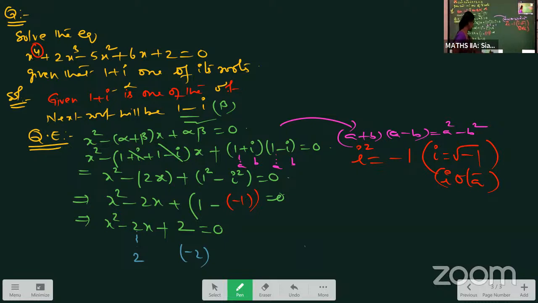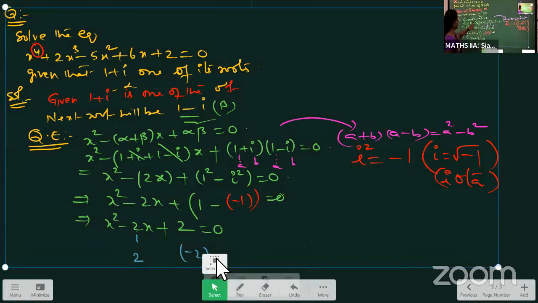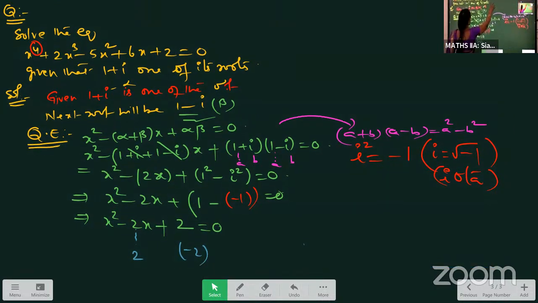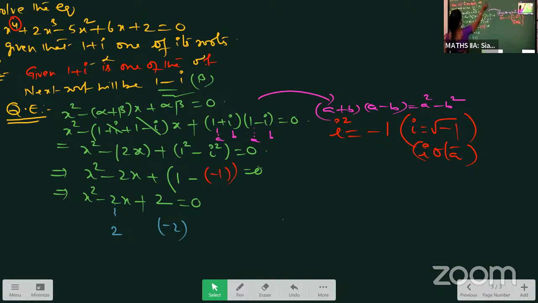Okay. See how to do that synthetic division. Till now you have done synthetic division in one manner. Now it comes in a different manner. That is called double synthetic division.